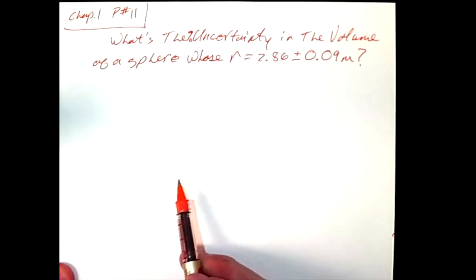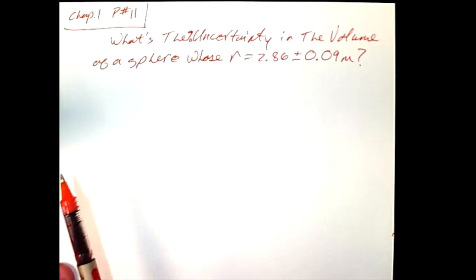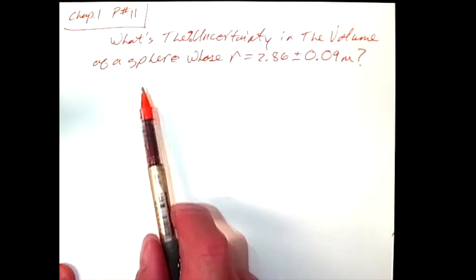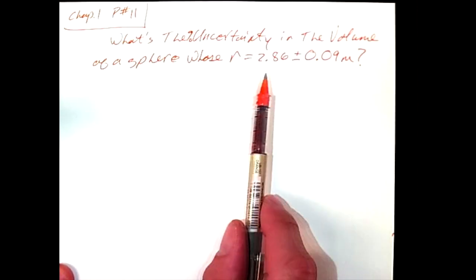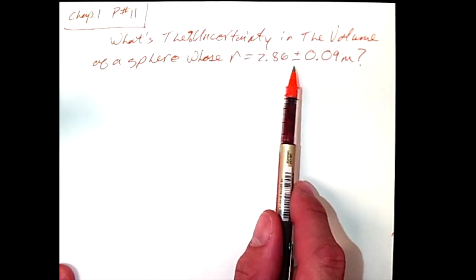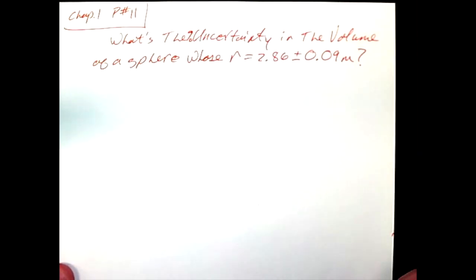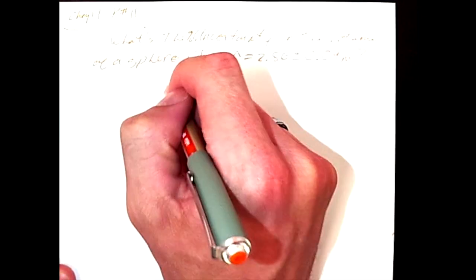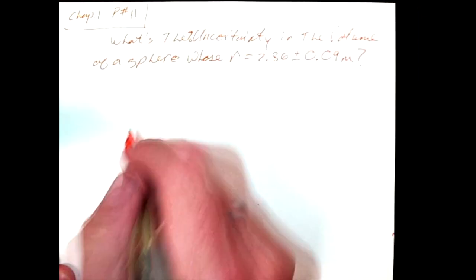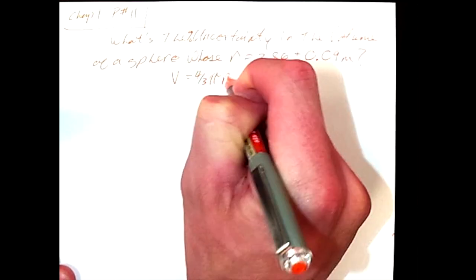Putting the two applications together, we can look at another example. This is problem number 11 from chapter 1. It says, what is the percent uncertainty in the volume of a sphere whose radius is 2.86 plus or minus 0.09 meters? So going through the process, we need to calculate each value of the max, min, and specific using the volume formula, which is 4/3 pi r cubed.